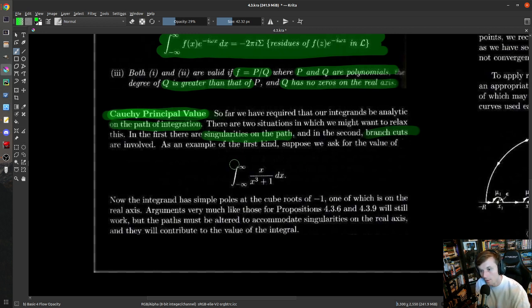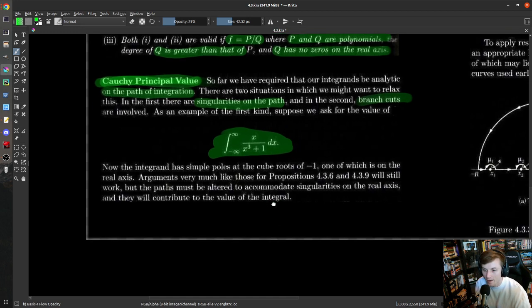So let's look at the value of the integral from negative infinity to infinity of x over x cubed plus 1 dx. Now, this integrand x over x cubed plus 1 has simple poles at the cube roots of -1, one of which is indeed on the real axis. Plug in -1 and you get -1 cubed, which is -1, so -1 plus 1 is 0. Not good.